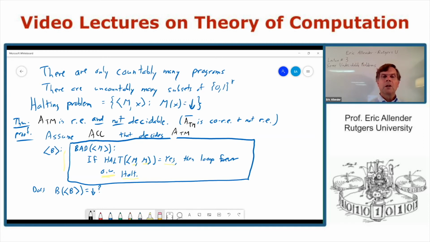Now, what does that program look like? Again, we're going to call it bad. On input M, if we call accept on this input M, M and it says yes, then we halt and reject.